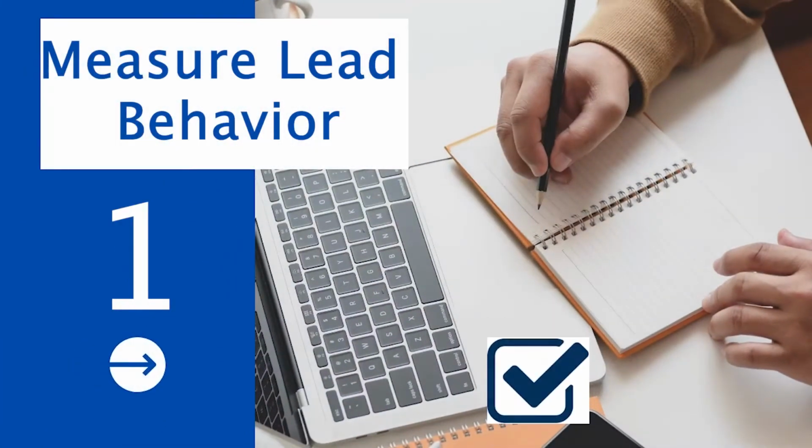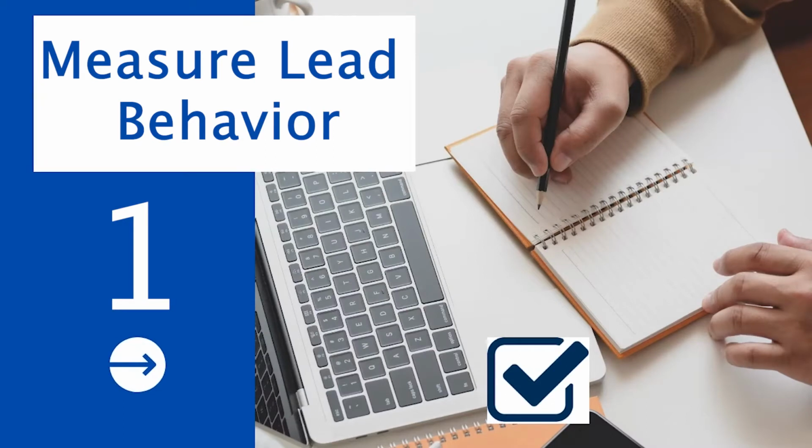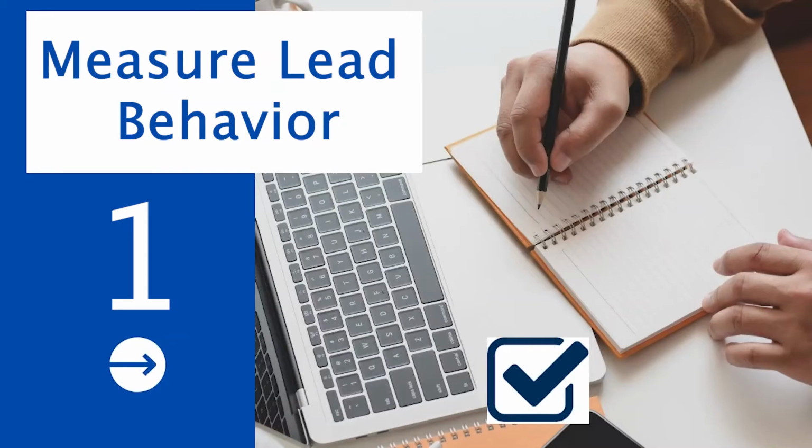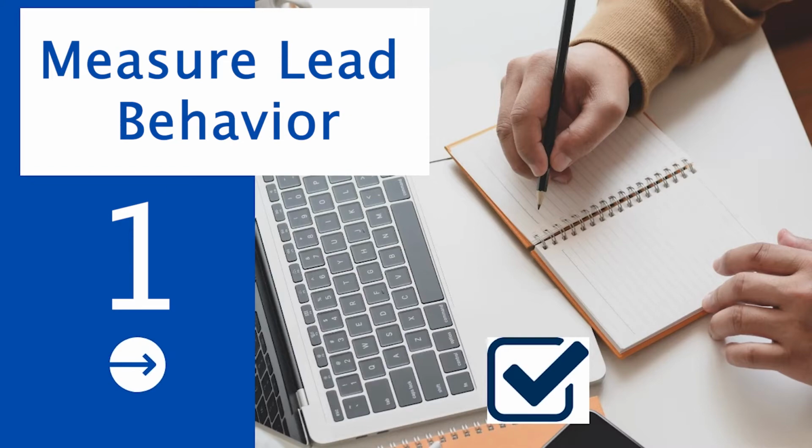Number 1, measure the lead behavior. What is the lead behavior? I want to give you an example to make it easy to understand. If you go to the gym and you want to lose 5 kilos, that is the result you're looking for. If you do 100 or even 500 push-ups in one day, when you come back you will not lose any weight, and probably even after 7 days there will not be a noticeable reduction of your body weight.